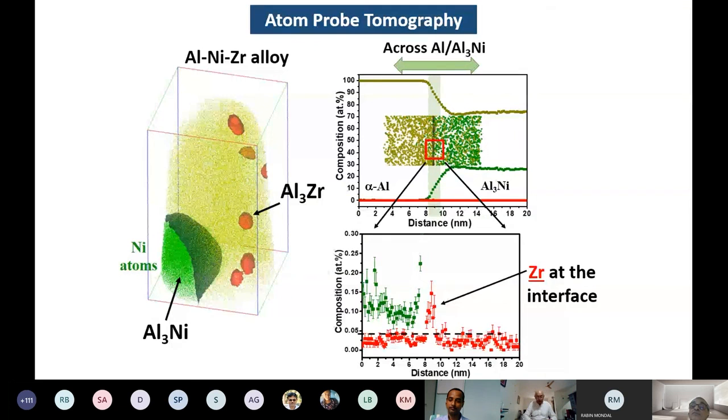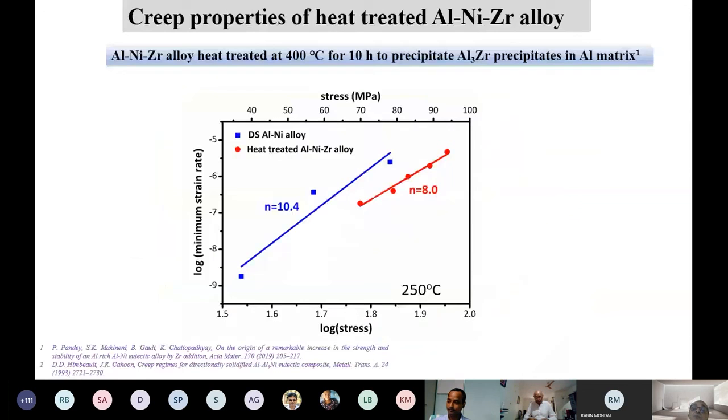And therefore, this alloy can be used at high temperature without any deterioration. And if you look at creep, it is reflected in creep. This is the induction solidified aluminum nickel alloys, the blue. And the red one is with zirconium. And you can see at 250 degrees, creep is definitely better than the induction solidified alloys.